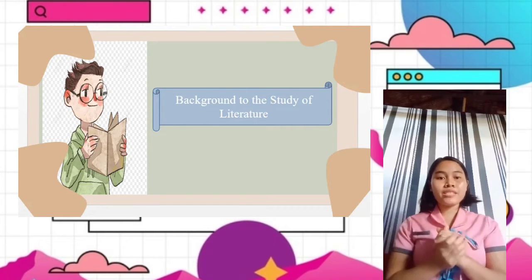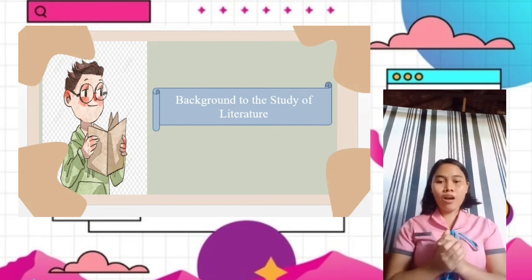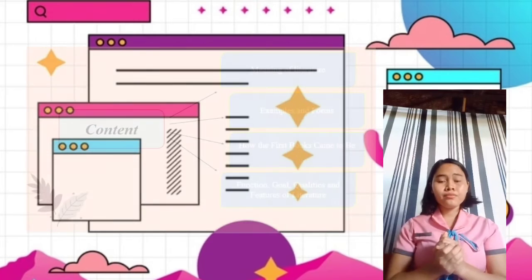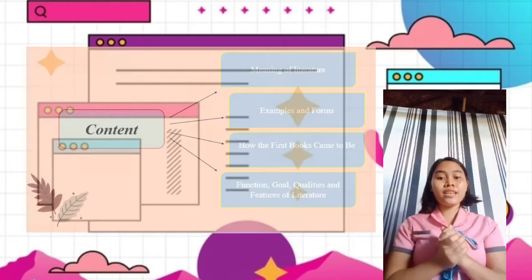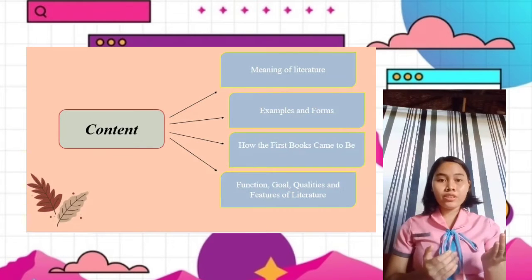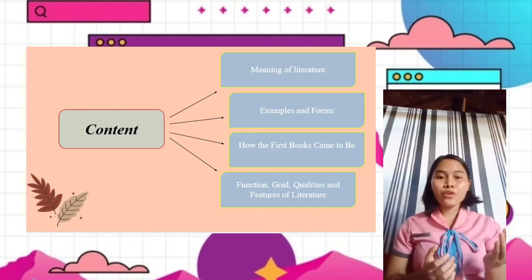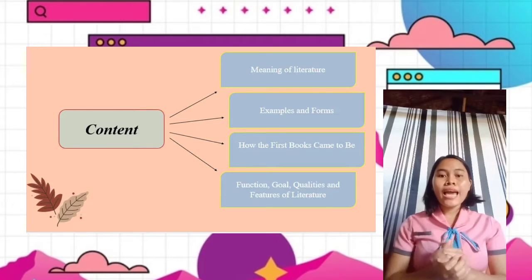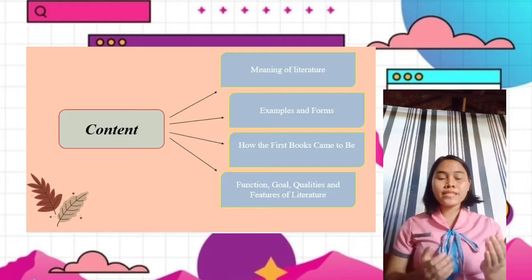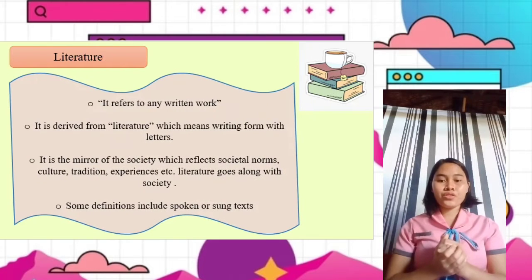So our topic is all about background to the study of literature. The content of these lessons are meaning of literature, examples and forms, how the first books came to be, and the functions, goals, qualities, and features of literature.